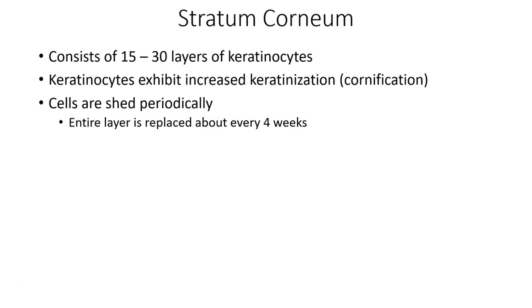Last but not least is our stratum corneum. This is going to be anywhere between 15 and 30 layers of keratinocytes. We have a lot of keratinization here because this is that final stage of these cells. Keratinization is sometimes also called cornification, so just a slightly different term for it. This is the layer of our skin that is exposed to the external environment, and this is the layer of our skin that we are shedding constantly every second of every single day.